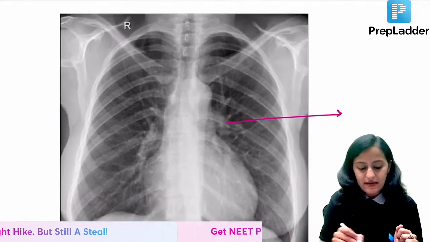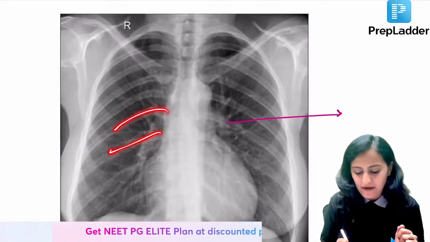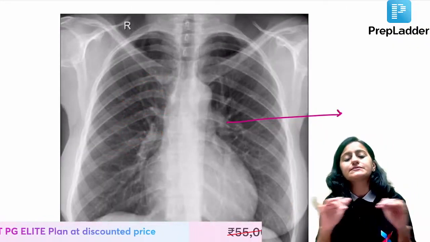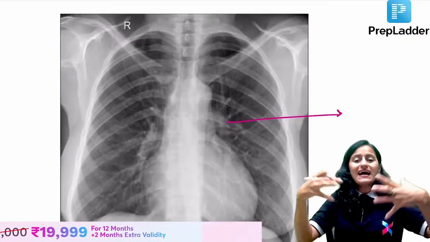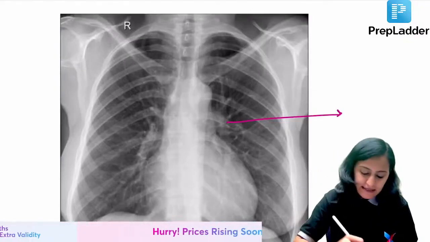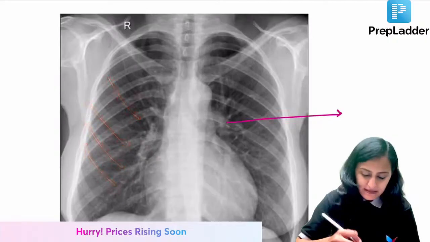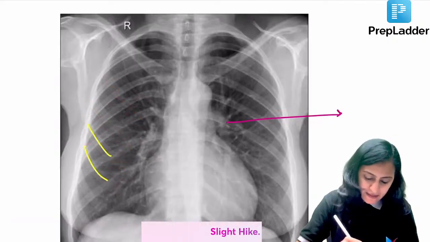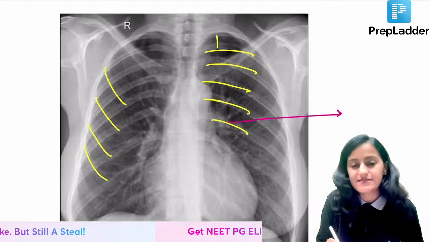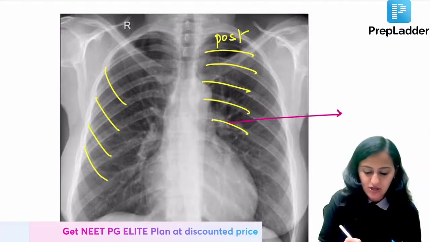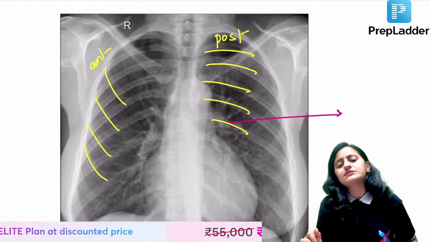How do you identify it? The posterior end is the one which is seen more clearly and it is more horizontal. The rib coming from behind is horizontal. Anteriorly, it becomes oblique. The ones which appear oblique are the anterior ends. These are all anterior ends and these are all posterior ends. Remember, posterior is horizontal, anterior is oblique.